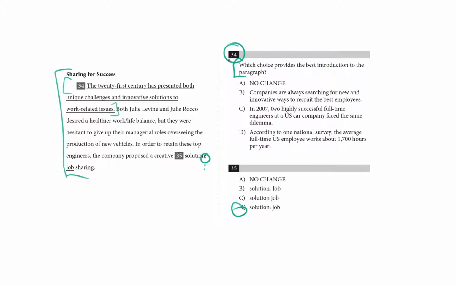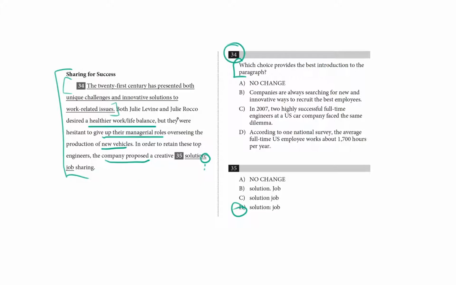Back to 34. Which choice provides the best introduction to the paragraph? So, what's the main idea of the paragraph? Well, it seems like Julie Levine and Julie Rocco are both engineers at a vehicle company, and they want to have a different relationship with their work. But they don't want to stop being managers. So maybe they're full-time and want to go part-time, but they both want to remain managers, so the company decides they're going to share the job of manager.